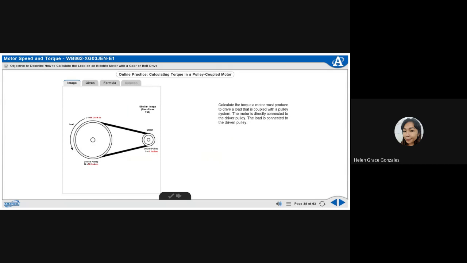Calculate the torque a motor must produce to drive a load that is coupled with a pulley system. The motor is directly connected to the driver pulley. The load is connected to the driven pulley. Round your answers to the nearest hundredth. For example, round 1.025 to 1.03 and round 1.024 to 1.02.